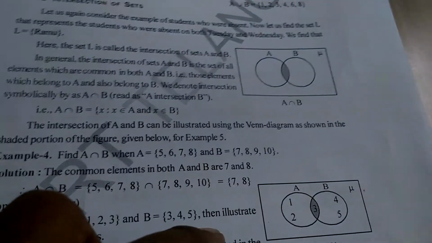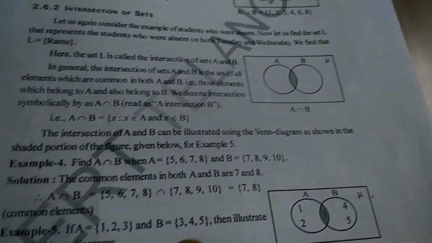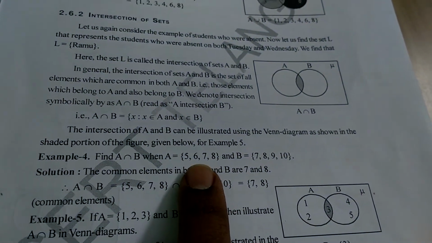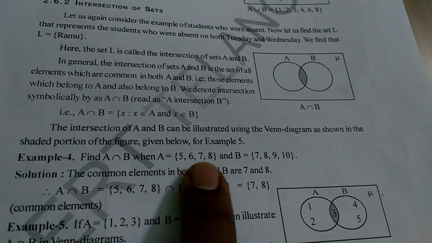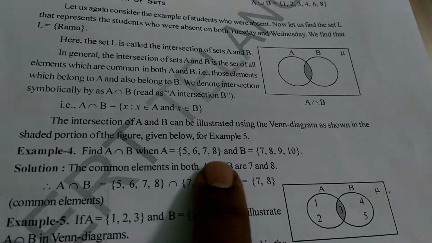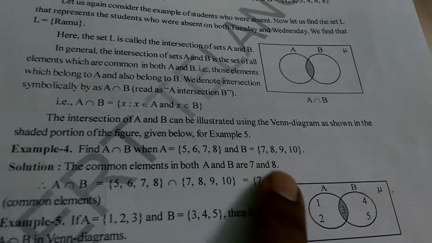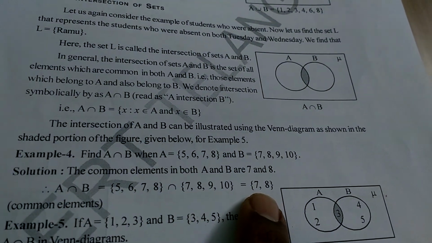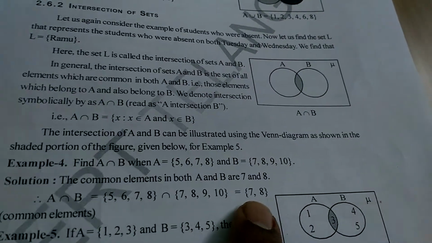A intersection B. What are the commonly repeated elements in both the sets? In the first set we have 5, 6, 7, 8 and in the second set we have 7, 8, 9, 10. You observe which elements are repeated in both the sets. 7 and 8 are repeated in both the sets, right? Therefore 7 and 8 are the commonly repeated values, so that will be the intersection of the given sets.